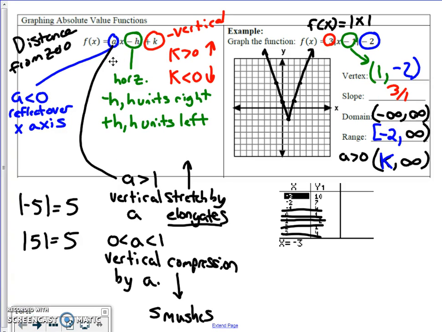Now you want to go ahead and try some of the absolute value function problems that are in your assignment.